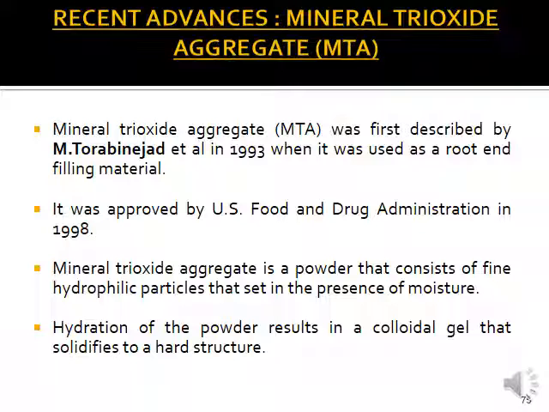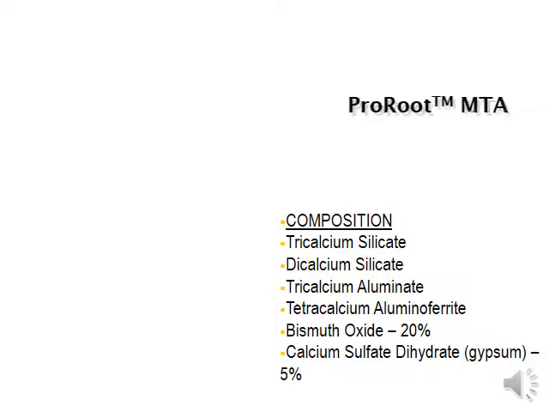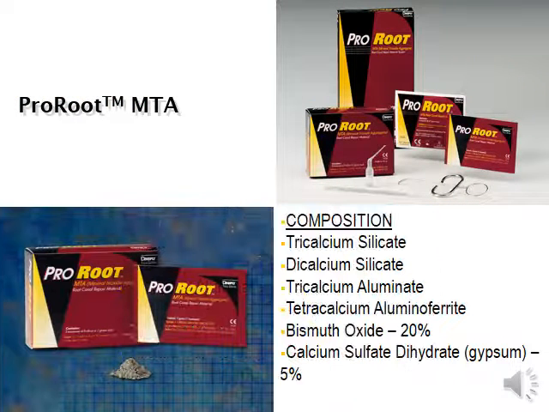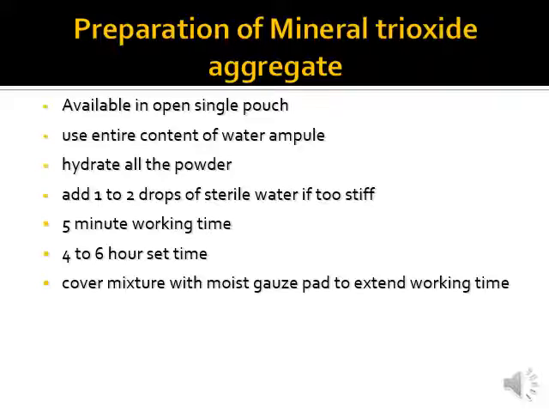It was approved by the US Food and Drug Administration in 1998. MTA is a powder that consists of fine hydrophilic particles that set in the presence of moisture. Hydration of the powder results in a colloidal gel that solidifies to a hard structure. One brand is ProRoot MTA. Composition: tricalcium silicate, dicalcium silicate, tricalcium aluminate, tetracalcium aluminoferrite, bismuth oxide, calcium sulfate dihydrate.